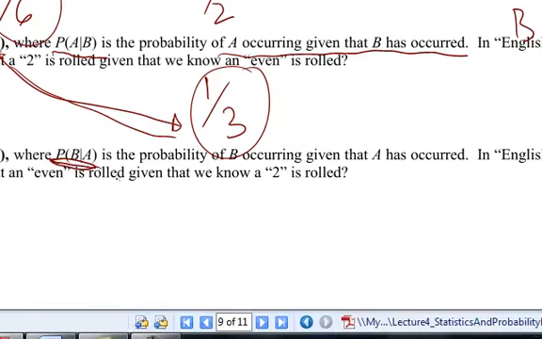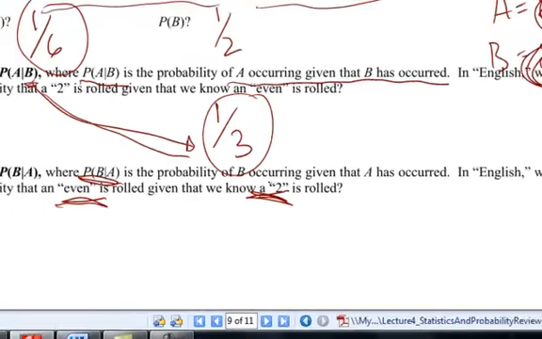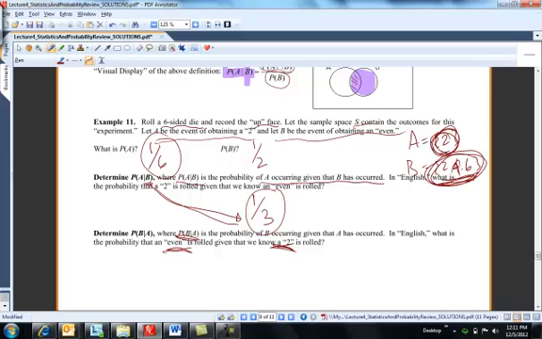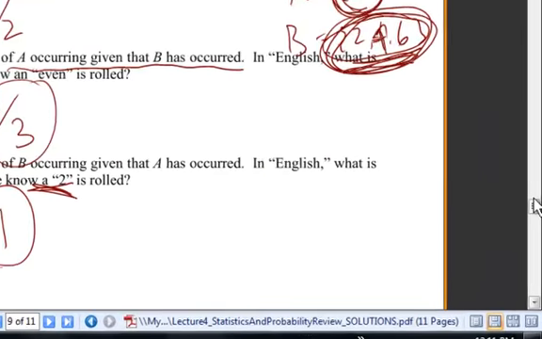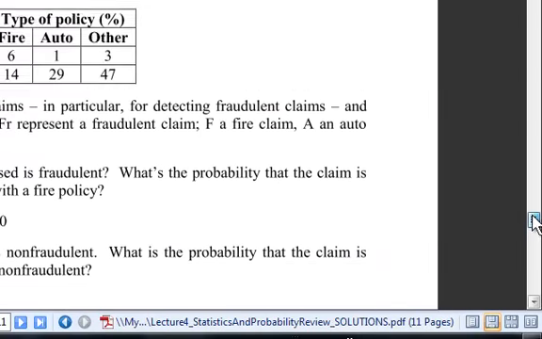Probability of B given A, this is a little bit tricky, but what's the probability that we're going to get an even given that we know a 2 was rolled? Given that we know a 2 was rolled, we know for sure B has occurred. So actually probability of B given A is 1 in this case. I have another couple of examples before I do independence.